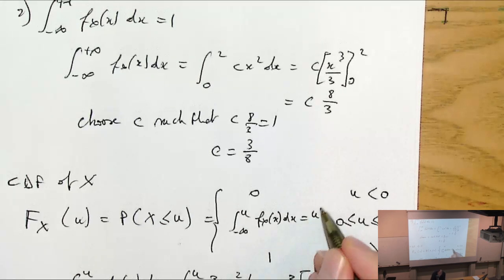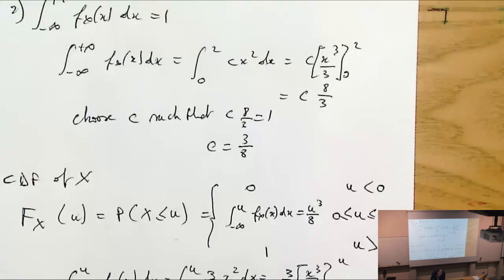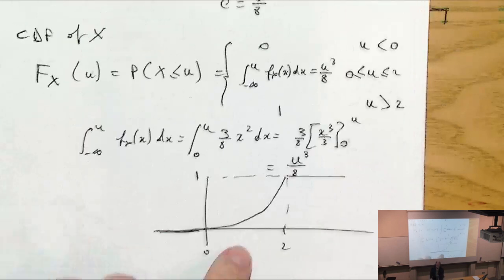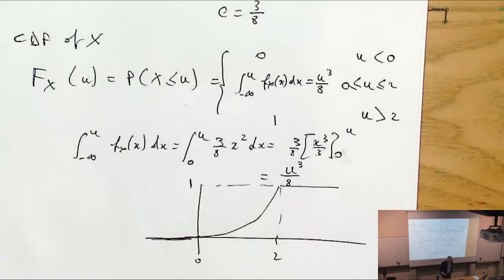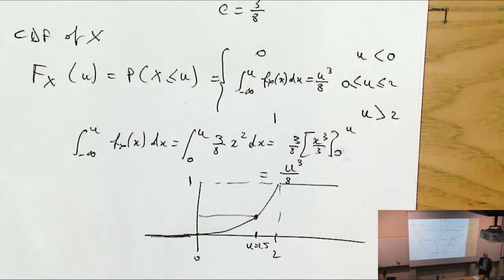So this is your CDF. And so what it looks like is you have 0, you have 2, here the CDF is equal to 0, and then it increases like this, u to the third, all the way to 2, and then at 2 it is essentially equal to 1. So if you calculate the probability at u equal to 1.5, essentially this is going to be your CDF at 1.5. Okay, I think that should be fine.